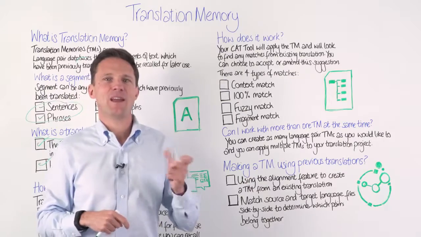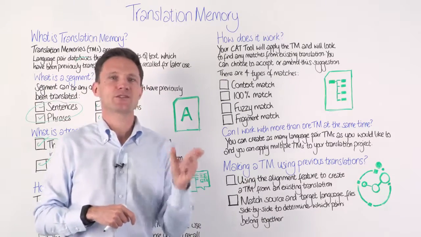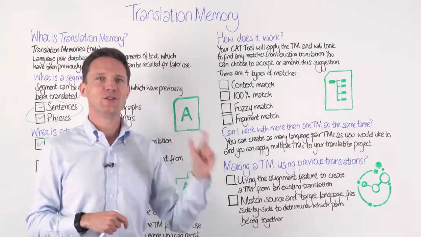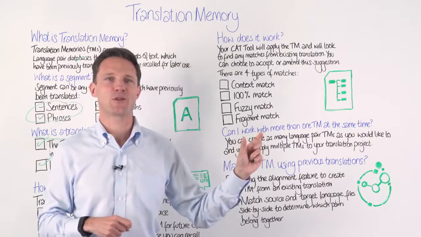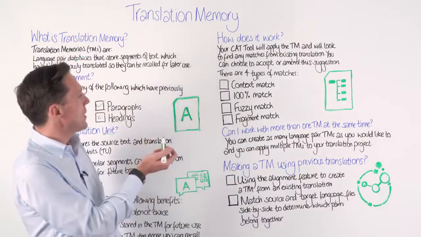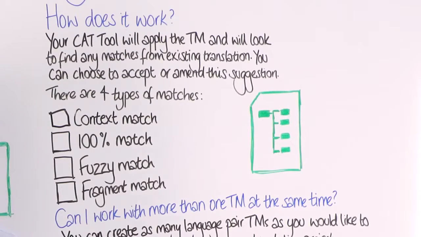So I just used the word match. And this is kind of the essence of a translation memory. What it's trying to do is match the new sentence you have to translate with the sentences you translated before. And different things can happen. So there are 4 types of matches. So let's look at them.